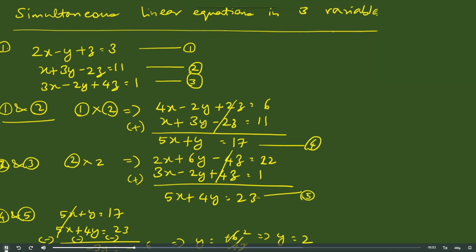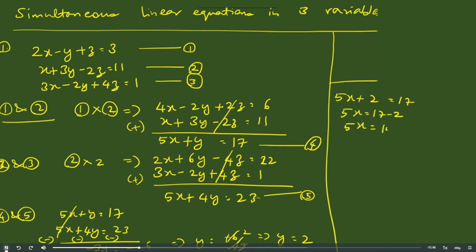Now once I get the value of y, I will find the value of x using one of the equations. Now 5x plus 2 equals 17. I am substituting in equation 4. 5x is equal to 17 minus 2. 5x is equal to 15. x is equal to 15 by 5. x is equal to 3.